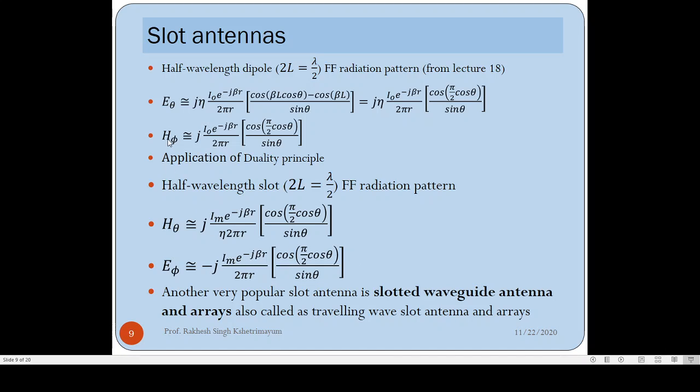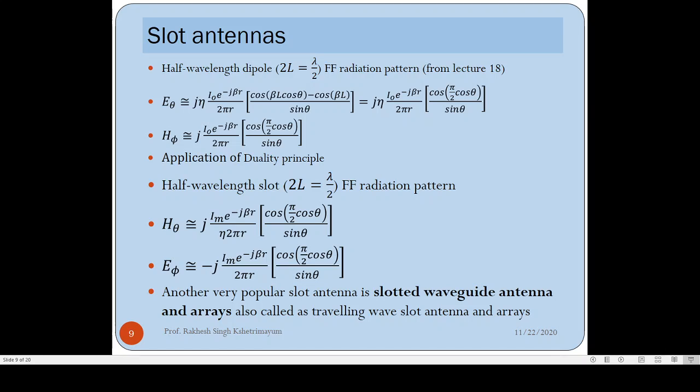Just don't forget that when I change from magnetic field to electric field, I have a negative sign here. That was from the duality theorem. We have spent a lot of time on the duality theorem before. Now I think by now you are experts on the duality theorem. So eta has been replaced by 1 by eta. I0 has been replaced by IM. When I convert this magnetic field into electric field, I put a negative sign here. So I have got the radiation pattern, I have got the impedance. Once I have the radiation pattern, I can also find out other antenna parameters. That's about the slot antenna.